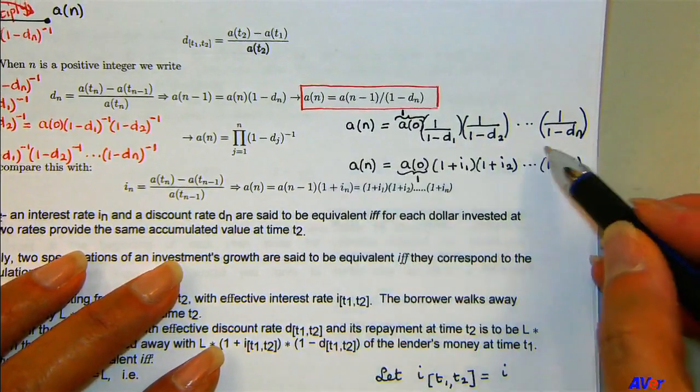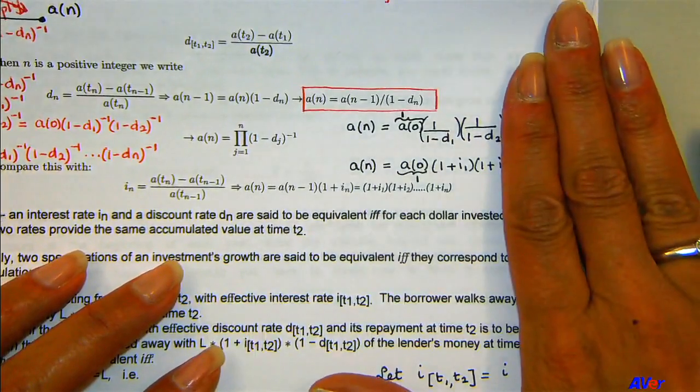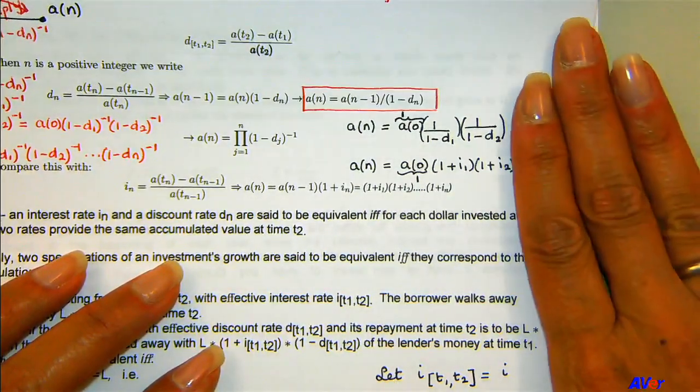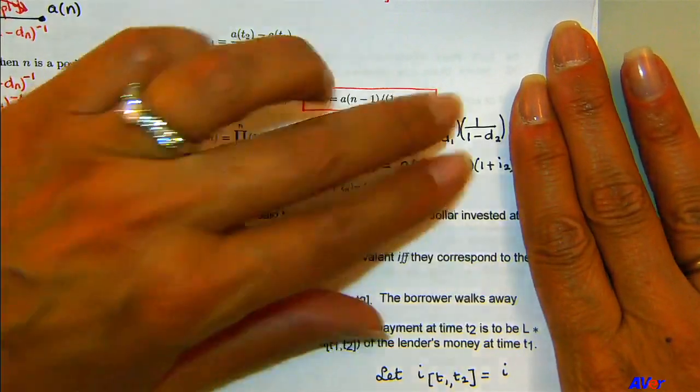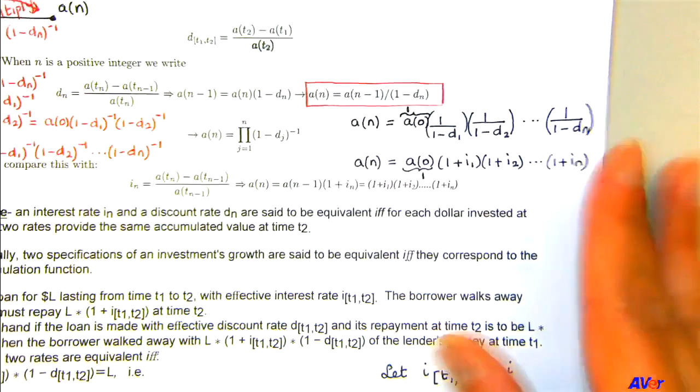Okay? So I use this, only I stopped at D2, right? And I stopped at I2 also, right? So these two are really important. Follow me. Let's go to the next page.